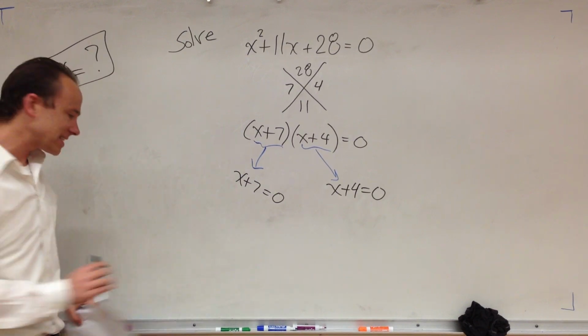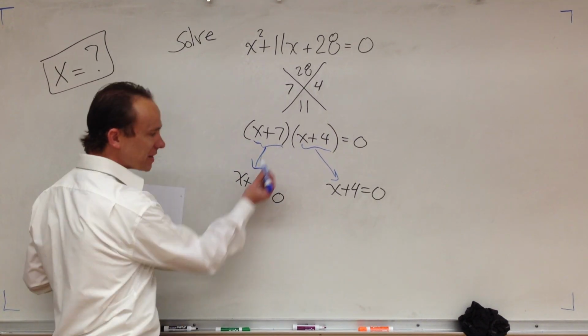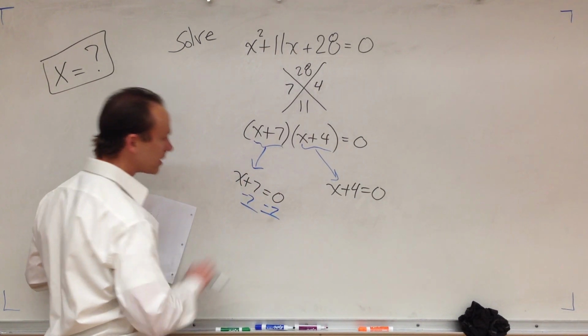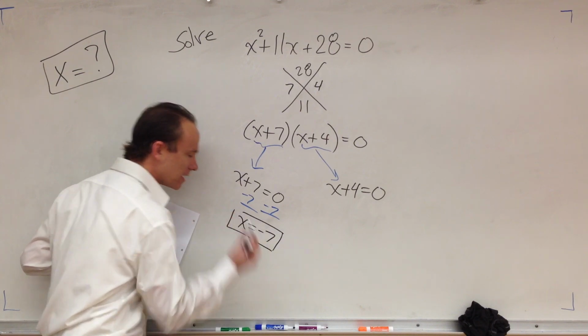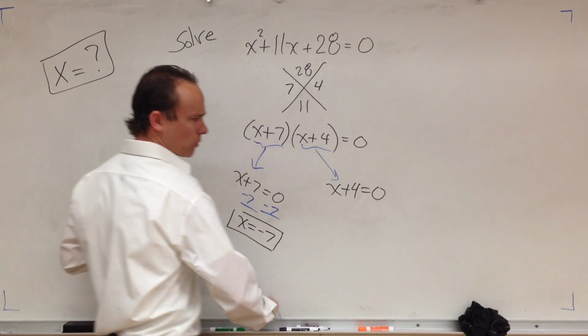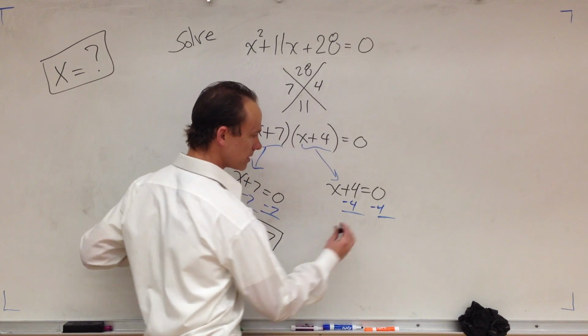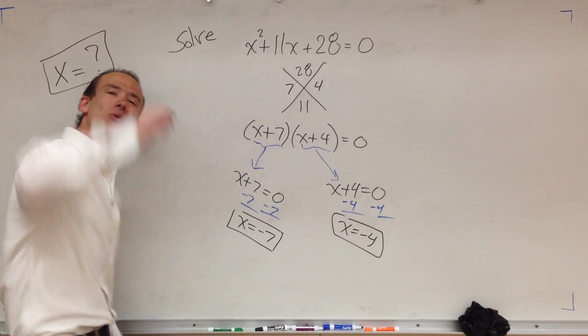Now we have our classic algebra where we try to get x all by its lonesome. Okay, so instead of plus 7, we go minus 7. Boom, boom. And then we got x is equal to negative 7. That's what we're talking about. Now let's do it one more time. Why not? Subtract 4 from both sides. Holla. X is equal to negative 4. That is how we do it.